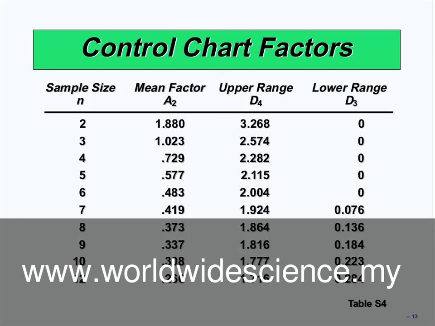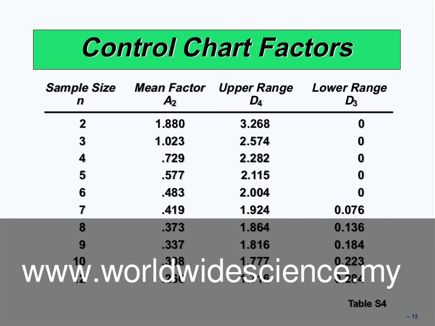X bar chart is the first method of statistical process control. The A2 should be selected from the table. D4 and D3 are for other things that will be familiarized in the future, not now. Please ignore D4 and D3 now, and look at the A2. A2 should be selected with regard to sample size. For example, if the sample size is 9, A2 is 0.337.